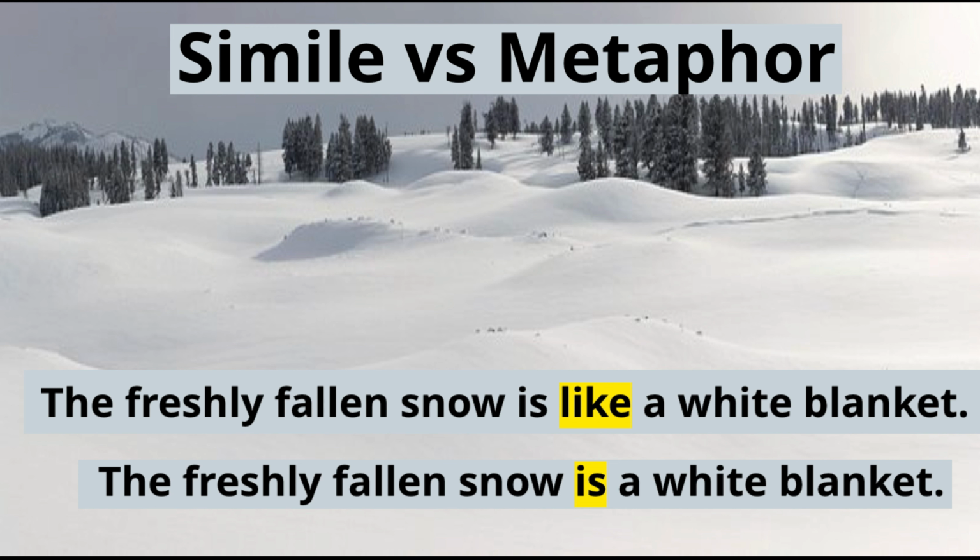Today we are going to talk about two figures of speech called simile and metaphor. In the image you can see snow. The freshly fallen snow is like a white blanket. When we say it is like a white blanket, it is a simile. And when we say the freshly fallen snow is a white blanket, that would become a metaphor. So let's learn what a simile and metaphor are and the difference between them.